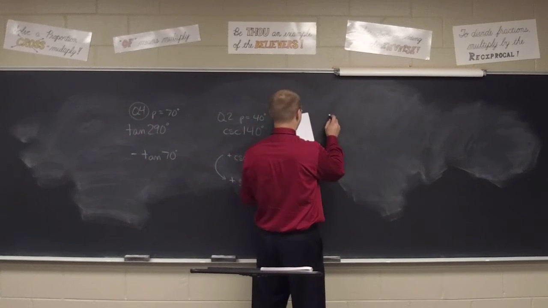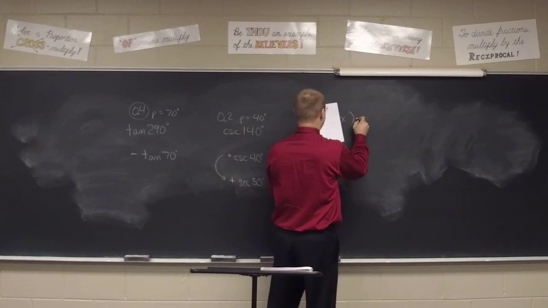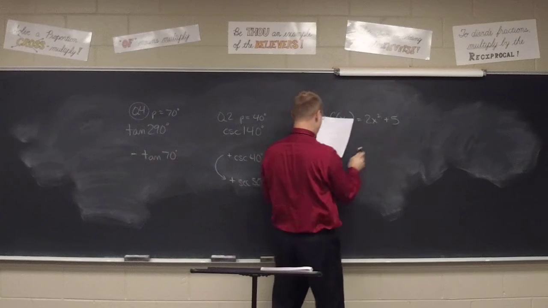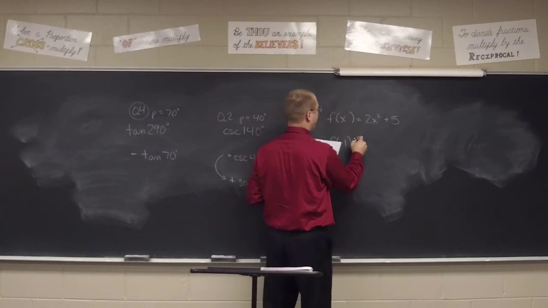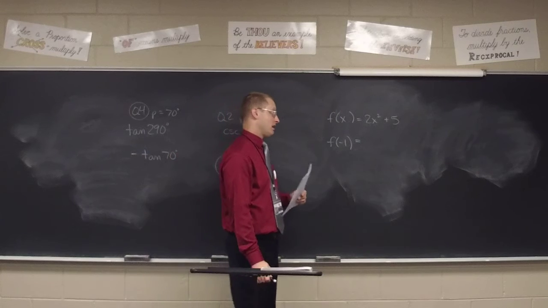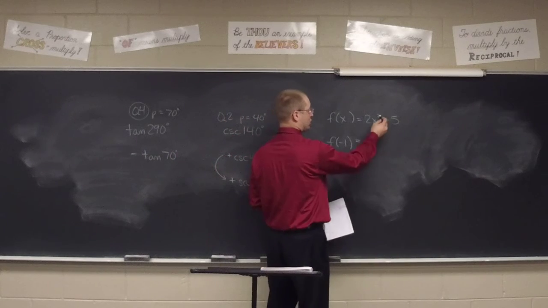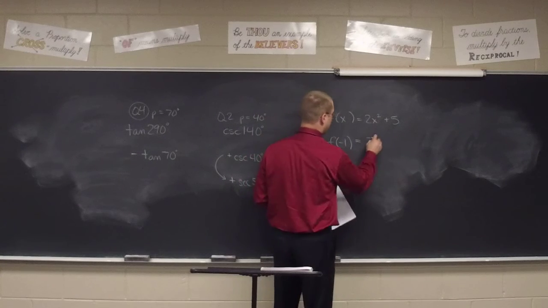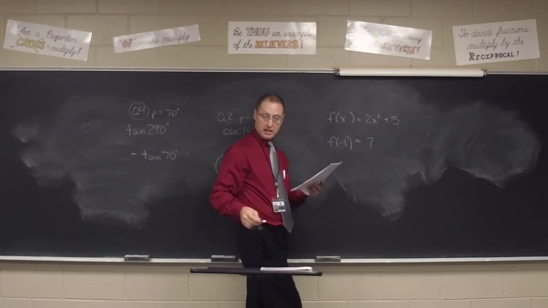Oh, you never know. All right, the next one we had, I guess you'll find out tomorrow. f of x equals 2x squared plus 5, and we were finding f of negative 1. Again, all you have to do, class, is plug in the negative 1 for the x. Then follow order of operations. Square it, then multiply by 2, then add 5, and we're done. Then we get 7 for f of negative 1.